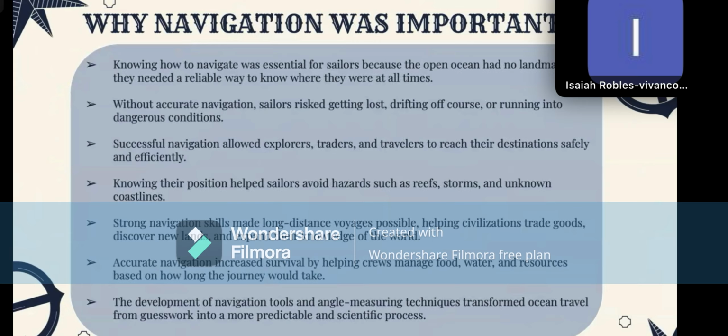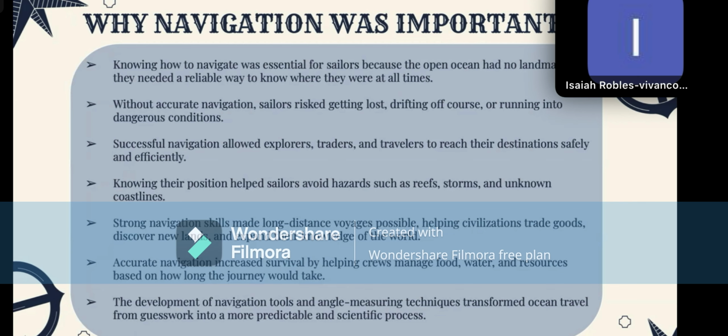First off, I want to talk about why navigation was important. Knowing how to navigate was essential for sailors because the ocean had no landmarks. It wasn't like they had mountain ranges all over the open sea to help them know where they were, or specific things that would stay in one place over time. The ocean is constantly changing, so they had to use the stars. Successful navigation helped with exploring, trading over continents, and overall success. The development of navigation tools and angle measuring techniques really helped them in the long run.